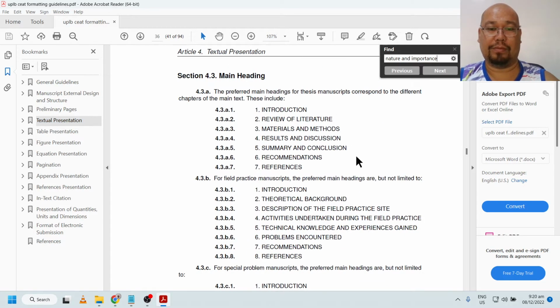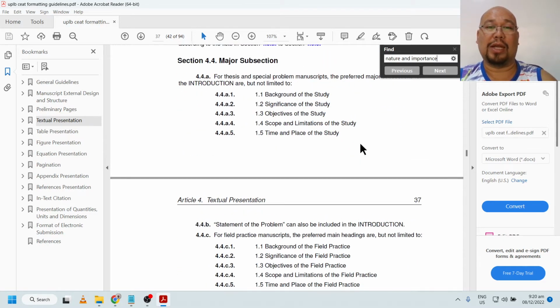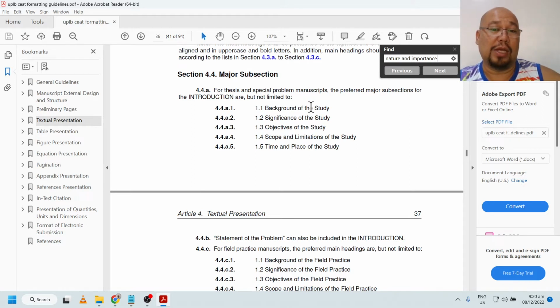So, these are our parts: main heading, introduction, review of literature, materials and methods. We don't have results and discussion, summary, conclusions, recommendations yet. You just come up with 1, 2, 3, and 7. Then there are the major subsections. For introduction: background of the study, significance of the study, objectives of the study, scope and limitations of the study, time and place of the study. Generally, these are the parts, but it's okay if you do not have some of them. For example, you may not include time and place, but it would be good to follow this.